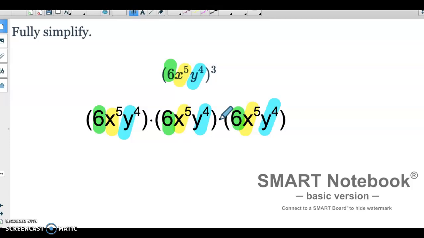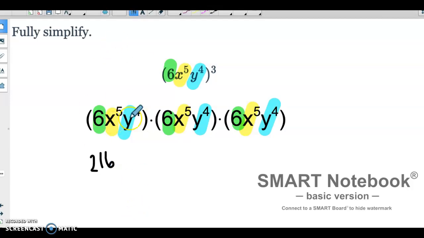Alright, again, get back out your phone or your calculator. We need to multiply our coefficients just like a normal multiplication. We're going to do 6 times 6 times 6. When you do that, you should get 216. So that is our new coefficient, our new number that's out there in the front.